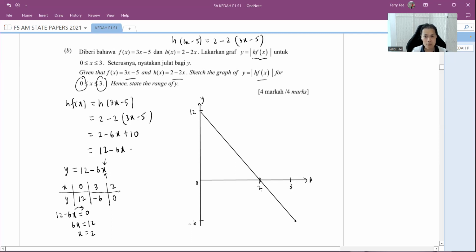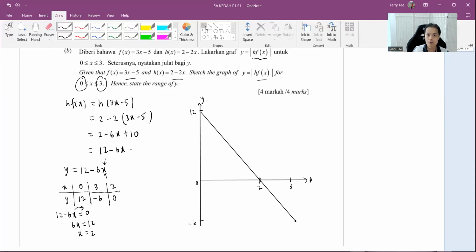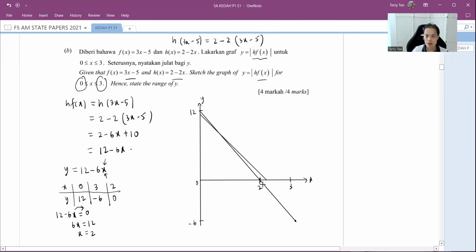Remember, I haven't taken the modulus yet. The moment you take the modulus, what happens? All the part that falls below the x-axis will now be reflected up. It becomes positive. So we're going to take this, and I'm going to draw another line here. I'm going to move this. When you reflect this part here, can you see it's reflected up? It goes over here. Now this line, you don't have to draw it. You don't have to draw all the way down.